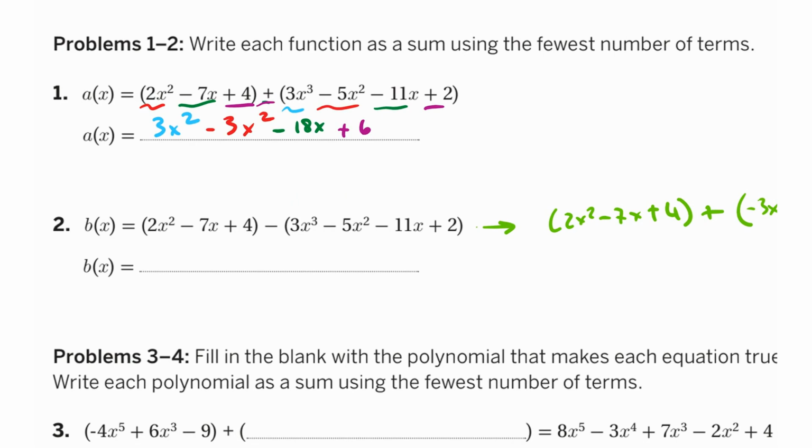So highest exponent here is power of 3, and there's only one. I should continue with the same color scheme. So 3x to the power of 3. I just realized up here I put power of 2 by accident. The next one here we got is 2x squared and negative 5x squared.